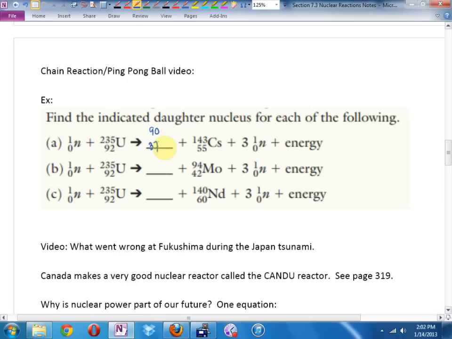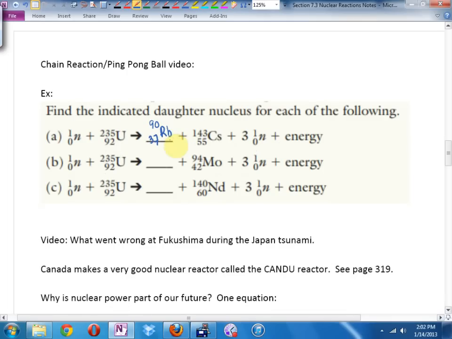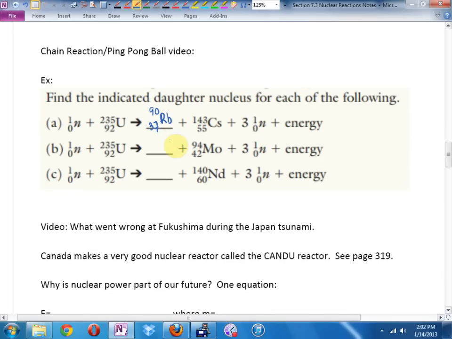Rubidium. Rubidium or rubium? RU? RB. There you go. Okay. So how we got that?